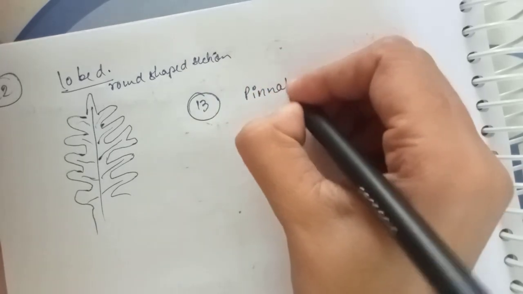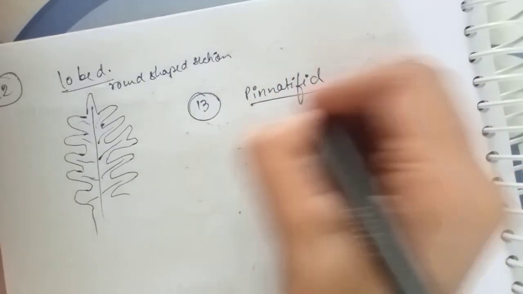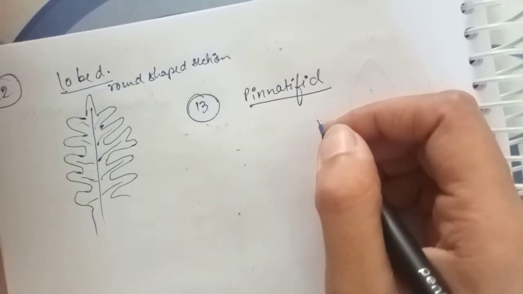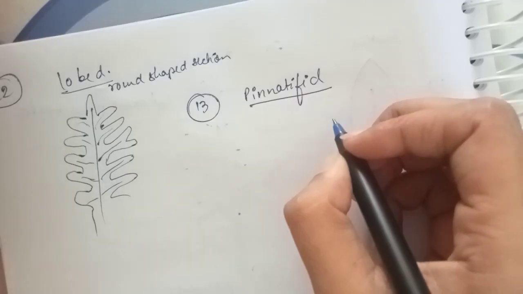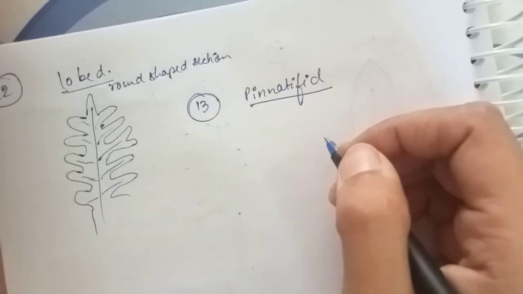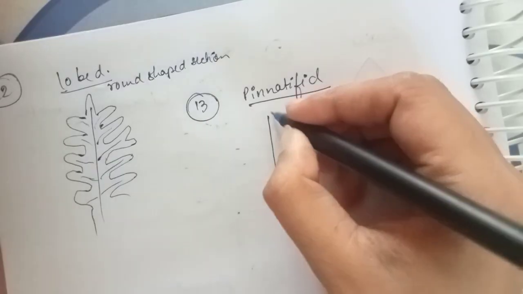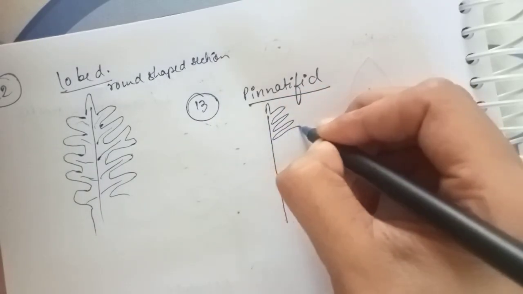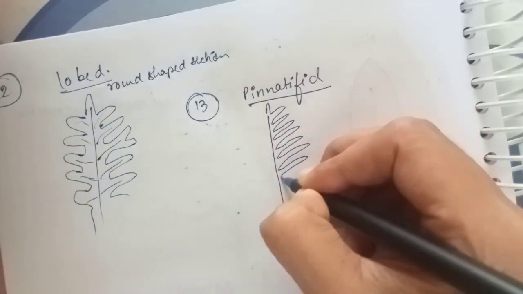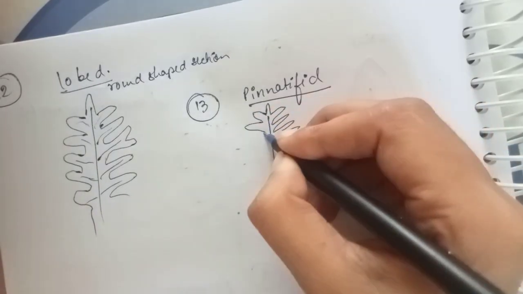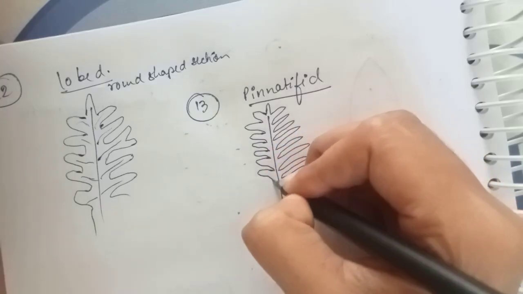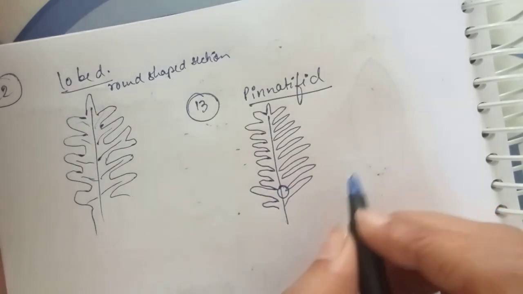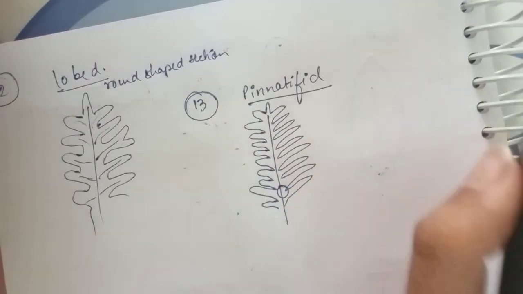The other kind of margin is pinnatified. What happens in pinnatified? The incisions reach up to the midrib, but are not distinct as leaflets. This means there is a complete leaf, and the incisions just reach the midrib, but they do not touch it. So they do not differentiate themselves as leaflets.